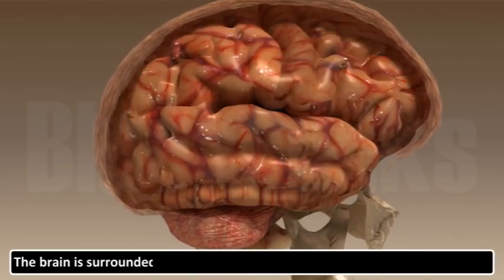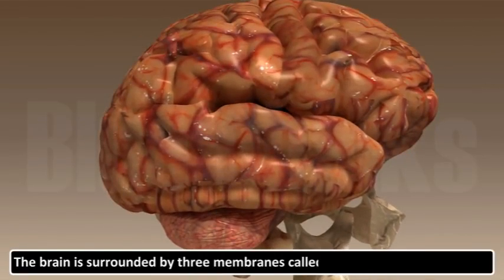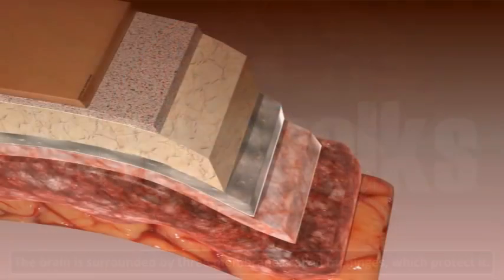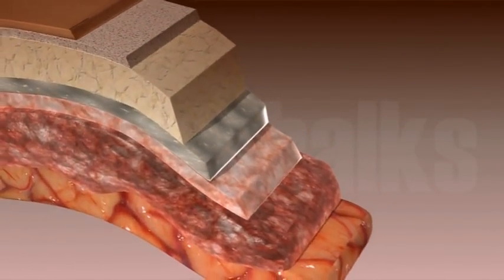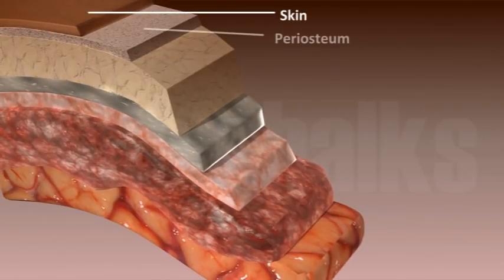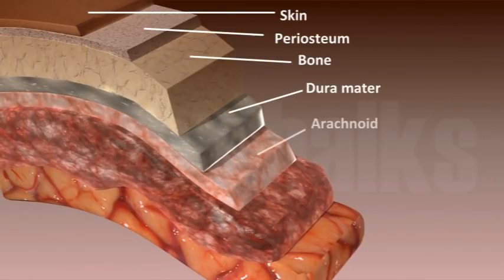The brain is surrounded by three membranes called meninges, which protect it. The space between the membranes is filled with cerebrospinal fluid, which protects the brain from mechanical shocks.